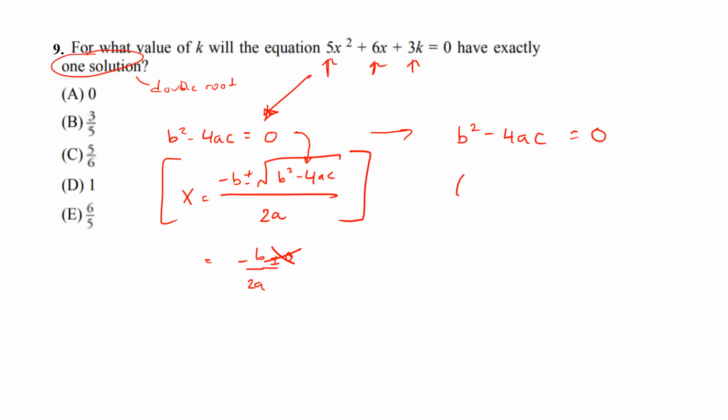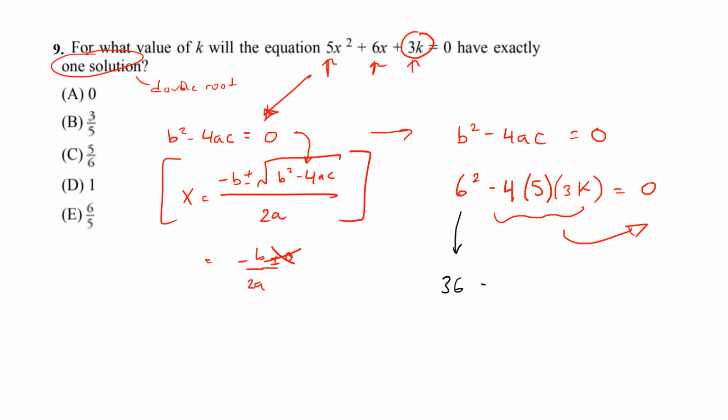So let's do that. b is 6, that's 6 squared, minus 4 times a times c. c is the entire thing here, so we're going to say times 3k. We don't know what k is. It wants us to solve for that. Equals 0. Let's add this part over to the right side, do it to both sides here. So we'll now have 36, that's from the 6 squared, equals 60k.